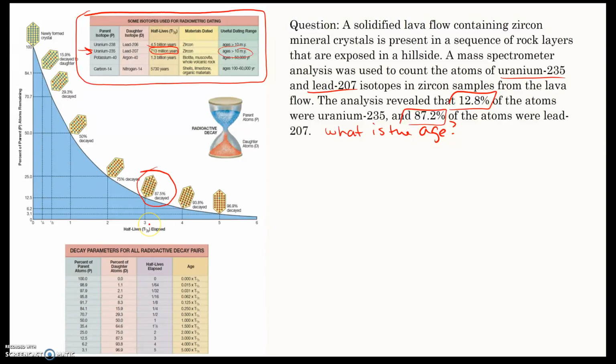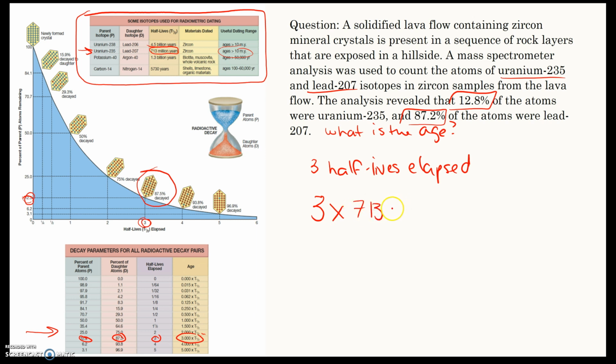Which means if we're down to about 12.8% parent here, we look like we've got about 3 half-lives elapsed. If we want to know how many half-lives there have been, we look down at the little chart down here, at this exact scenario. So there have been 3 half-lives elapsed. And if we want to know the absolute age of the sample, since there have been 3 half-lives elapsed, we just do 3 multiplied by the half-life, which was listed as 713 million years.